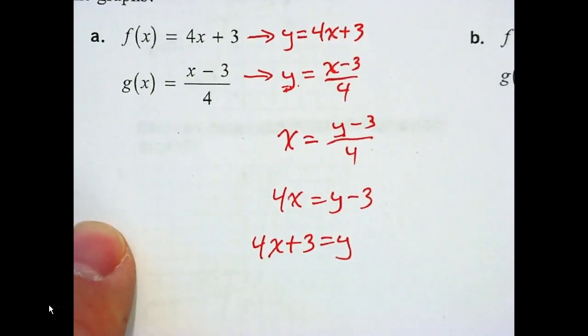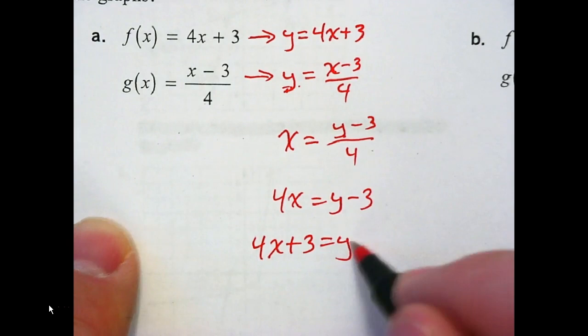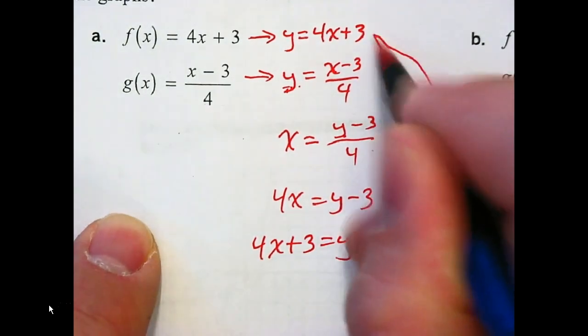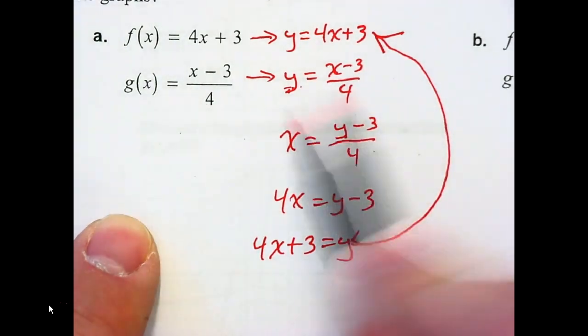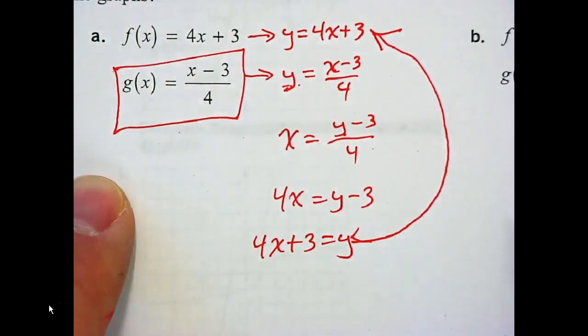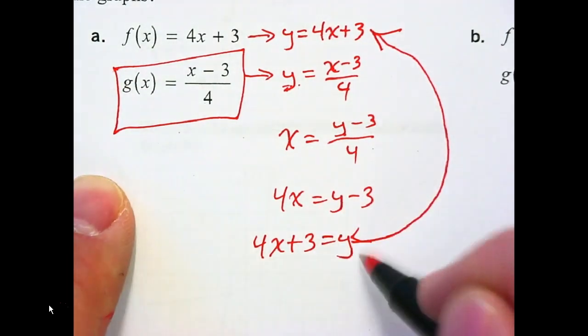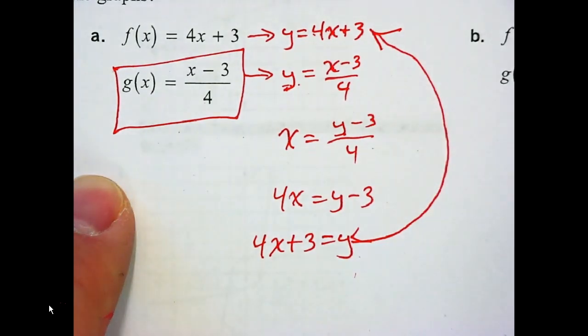Now, wait, dude. Check it out. When I switched it, it's the same as that, right? Okay, that's because they're inverses. All right, so if you were to switch the x and y values in what you say is its inverse, and then solve for y, you better get the same equation, because they're inverses. All right? Okay, very good.